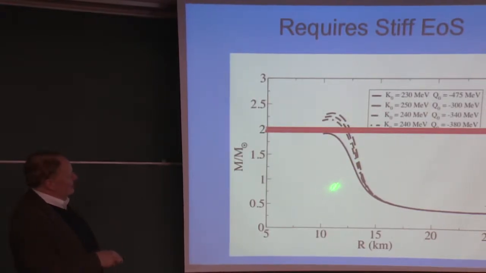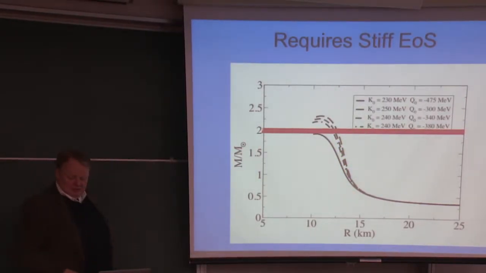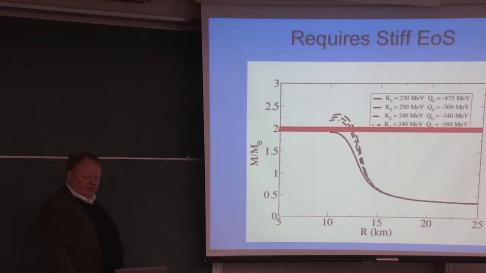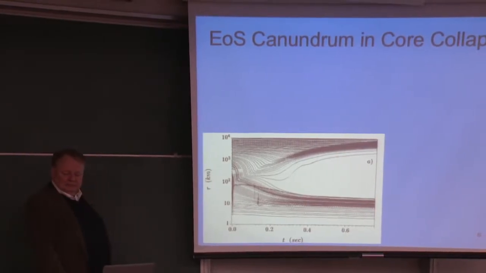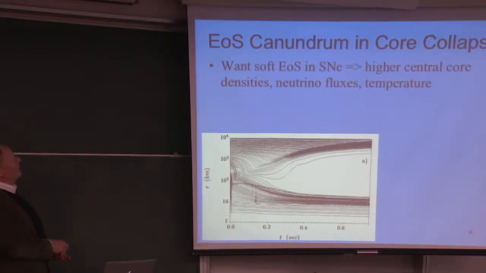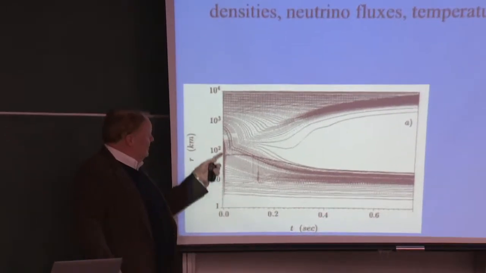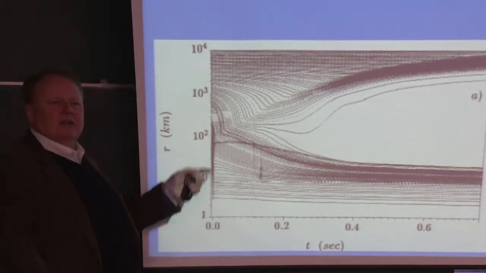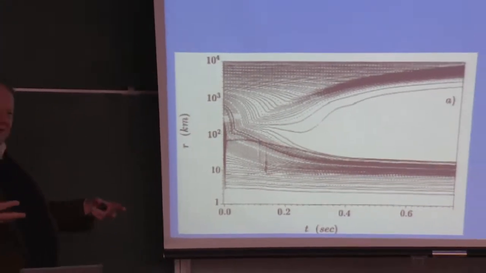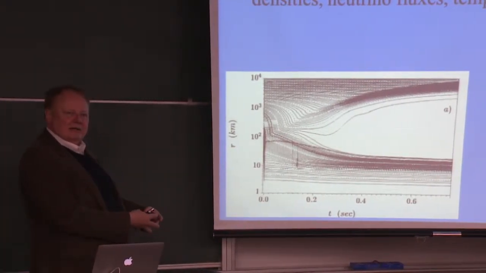And also there are constraints on the radius now that put it right about here. So even these are marginally consistent with observed neutron stars. This is a conundrum in supernova physics for the following reason. In order to get a supernova to work, you want it to collapse in this initial bounce to very high density and very high temperature. In order to get there, the equation of state has to be soft.